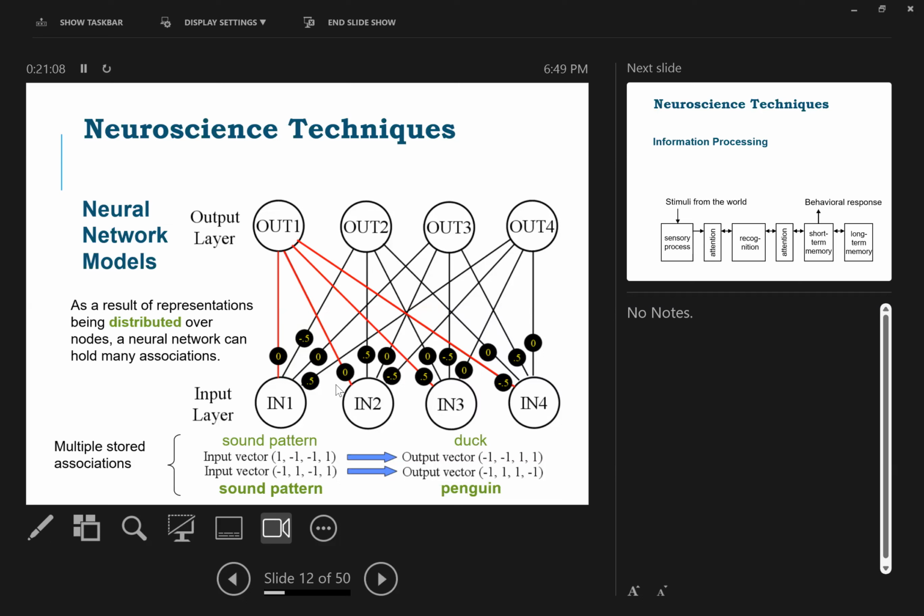So a lot of the knowledge, as I said, it's important to internalize these points. The memories that we have, the trauma that you have, are stored in these connection weights between different cells.